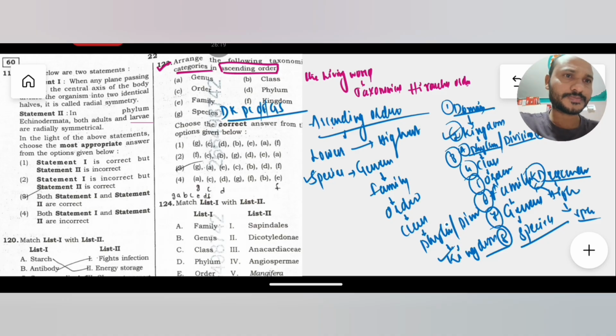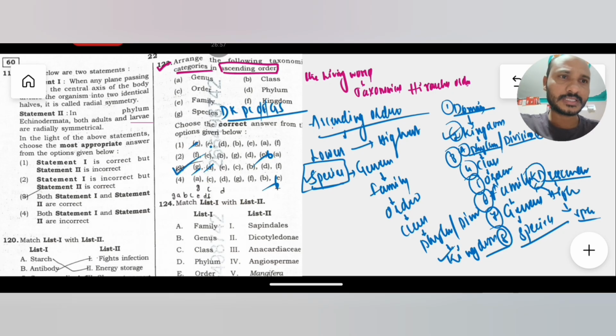We will use the term species first, where we have species G, so we have to choose G. These two places have G, so we need to eliminate the second and fourth ones, because the lowest place is occupied by species G. After G comes genus, where we have A. So absolutely the third one is the right answer.